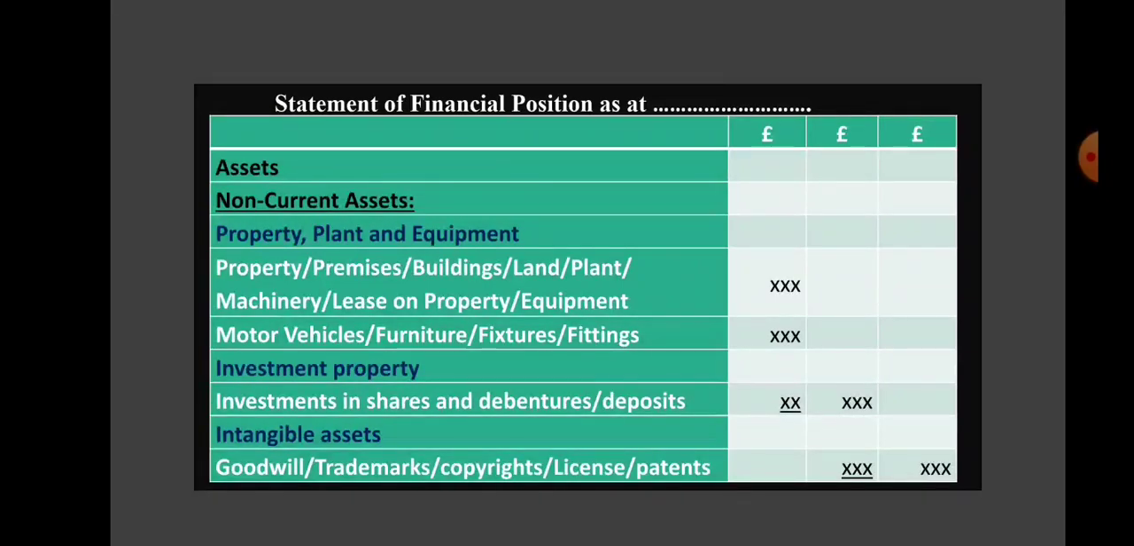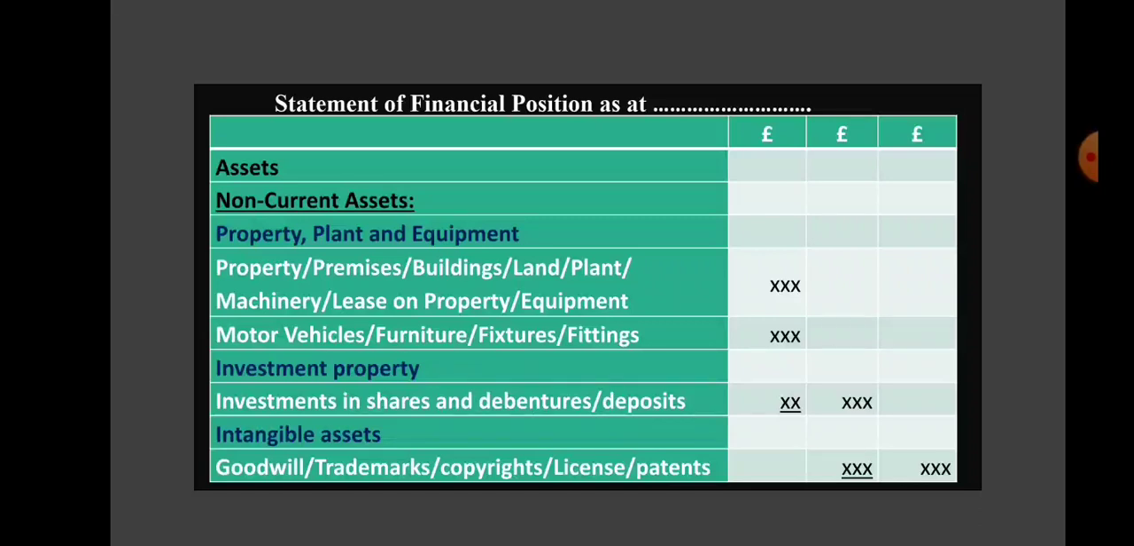In the non-current assets also, there would be mainly three headings: property, plant and equipment, investment property, and intangible assets. Property, plant and equipment includes all the tangible assets like property, buildings, equipment, furniture, vehicles or motor vehicles, fittings, etc. So all the tangible assets should come under this heading, and we need to show only the book value of those assets.